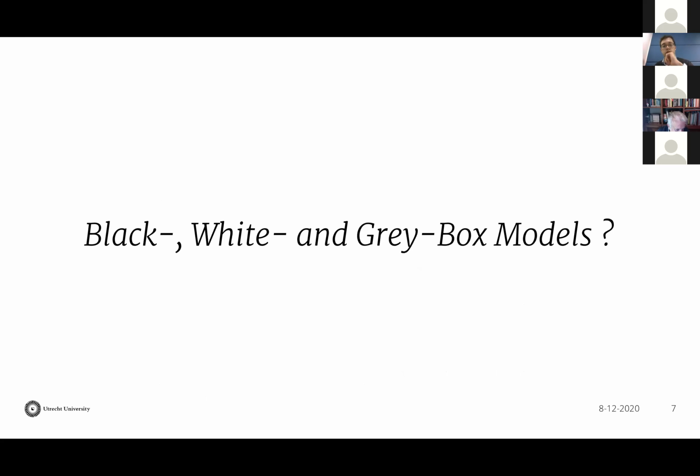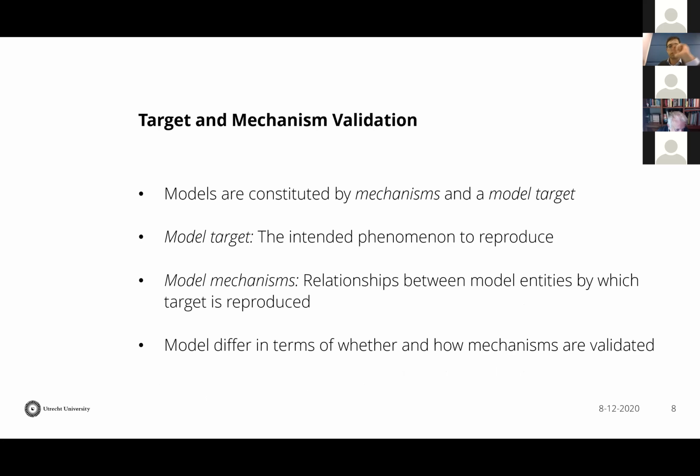Now I will talk about black, white, and gray box models, which is related to the difference between target and mechanism validation. Models are generally constituted by mechanisms and a model target. The model target is the intended phenomenon to reproduce, while the model mechanisms are the relationships between model entities by which the target is reproduced. So for example, if we want a model to explain business cycles, then the target of the model is the business cycle, and the model mechanisms are the mechanisms that are in place. Maybe it's the relationships between consumers and firms by which this business cycle is produced. And what is crucial now is that models differ in terms of whether and how mechanisms are validated.